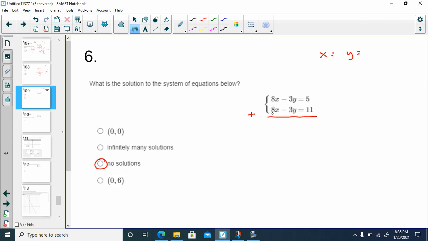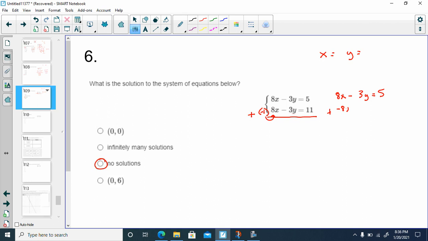To eliminate them, see, I've got 8 and 8. These are the same coefficients. Why don't I multiply one of these equations by negative 1? I get 8x, because see, that would give me 8x plus negative 8x, so that would eliminate the x. 8x minus 3y equals 5. See, I didn't do anything to the top one. I left it as it was. This one I'm going to multiply everything times negative 1.